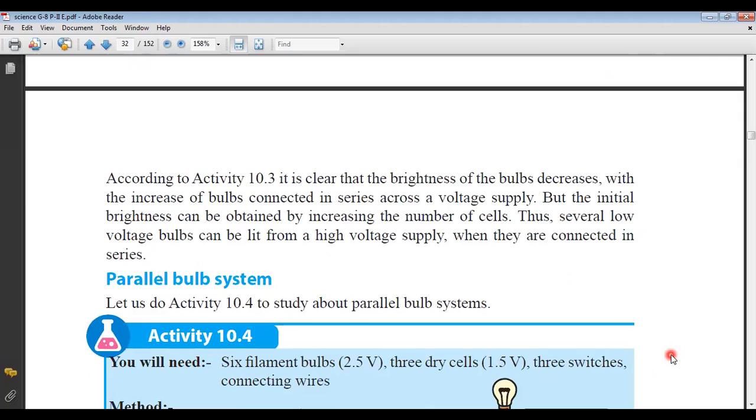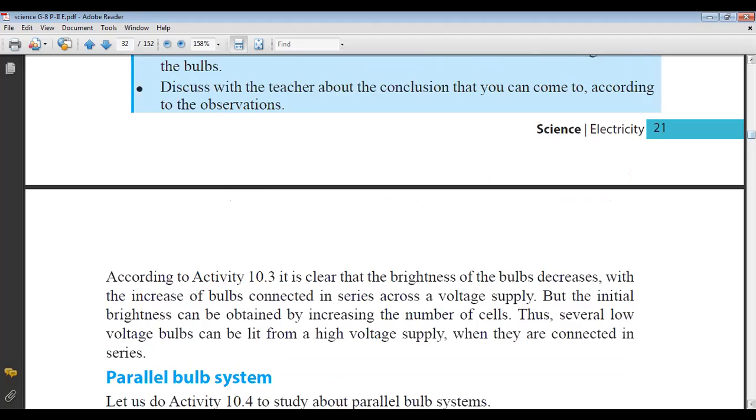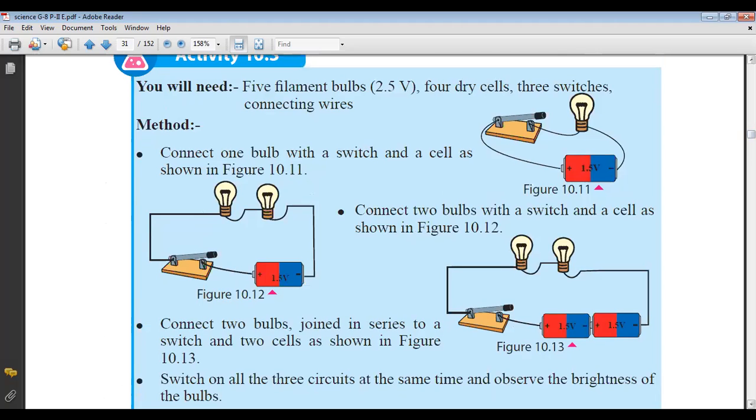According to activity 10.3, it is clear that the brightness of the bulb decreases with the increase in the number of bulbs connected in series across a voltage supply. Now, in a series connection, if we add more bulbs, then what will happen? The brightness of the bulbs will decrease.